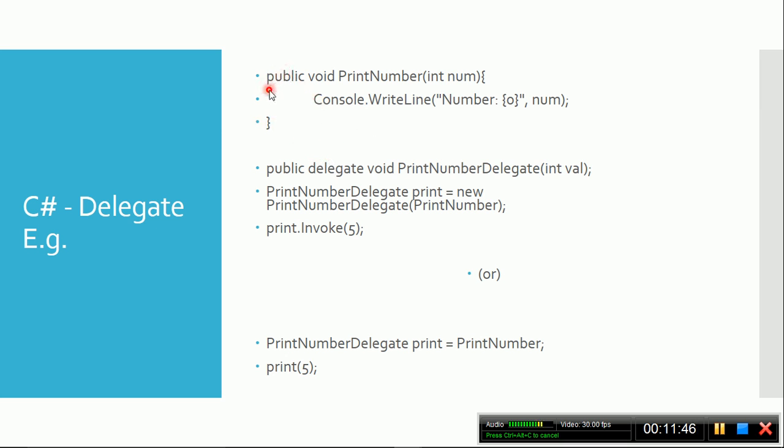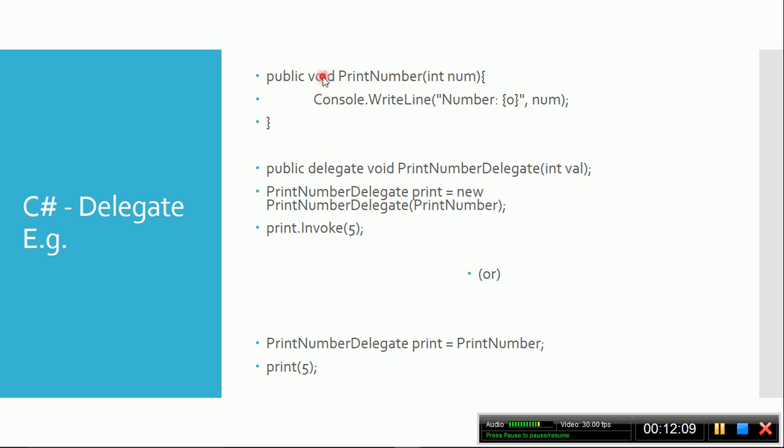First I will create this function, because I want to call it through its reference. So public void PrintNumber(int num). This is the argument. This is a function which accepts one integer as a parameter, and it returns void, meaning it doesn't return anything. So I have specified void there.